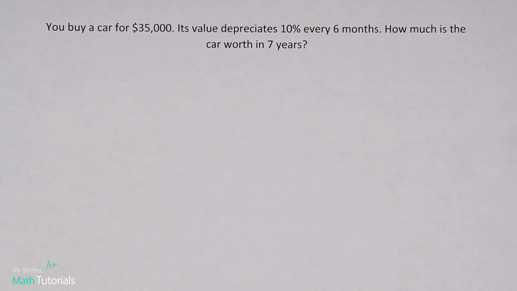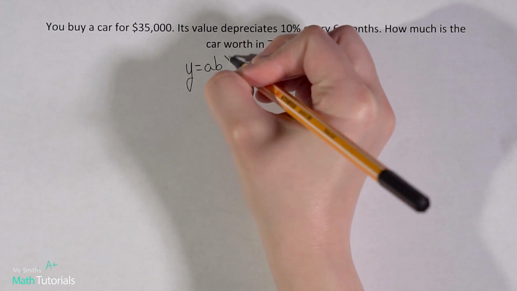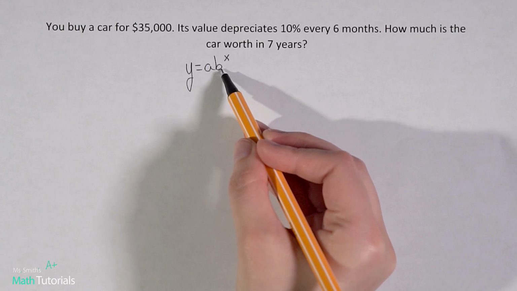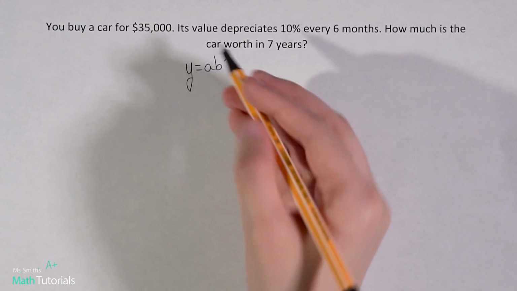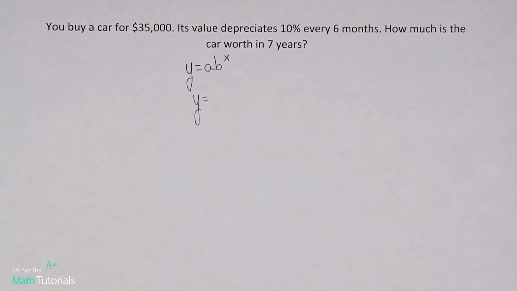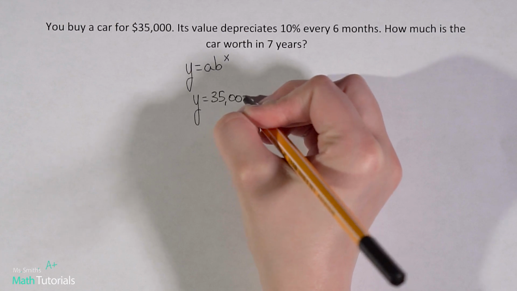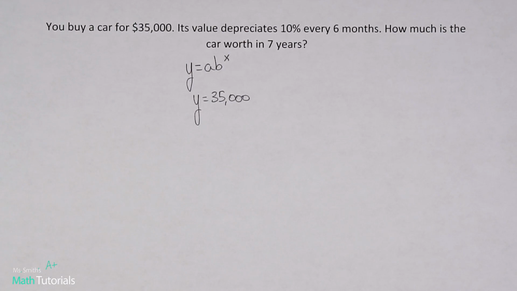You buy a car for $35,000. Its value depreciates 10% every 6 months. How much is the car worth in 7 years? Okay, so I know we're talking about our exponential equation, so I'm going to be filling in y equals a times b to the power of x. Remember, a is our starting point. So in this case, our starting point, how much is the car worth when you buy it? It's worth $35,000. So that's our starting value.